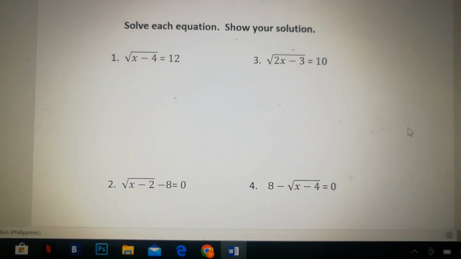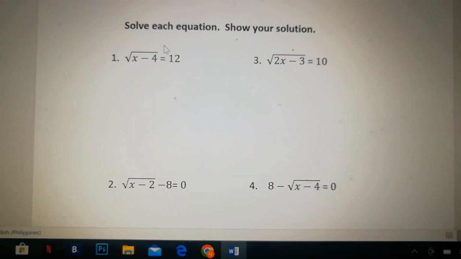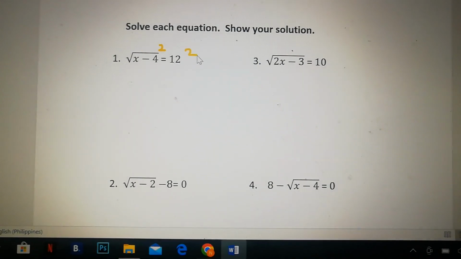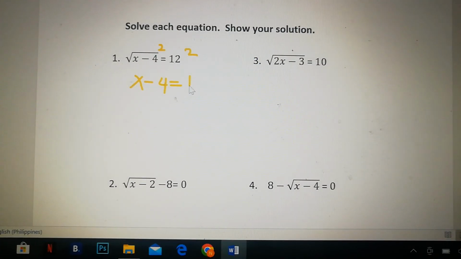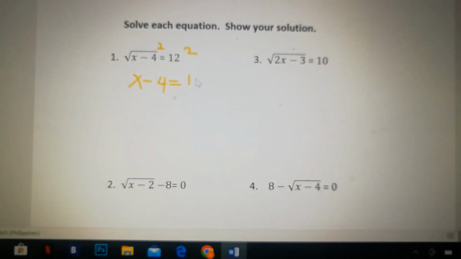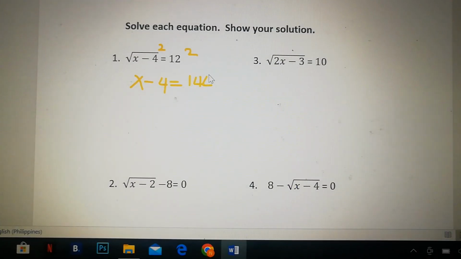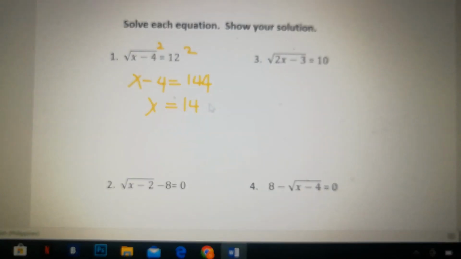Okay, so next is solve each equation. Show your solution. So squaring both sides of the equation to remove the radical. So square this radical, square the other side. So x minus 4 is equal to 12 times 12 is 144. Okay, so x is equal to 144 plus 4, 148.